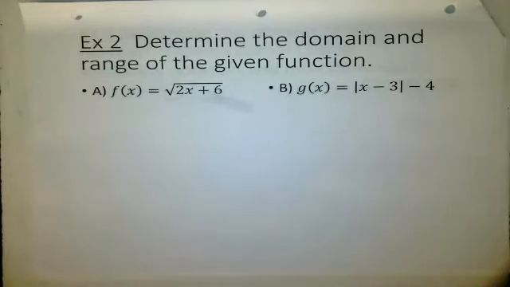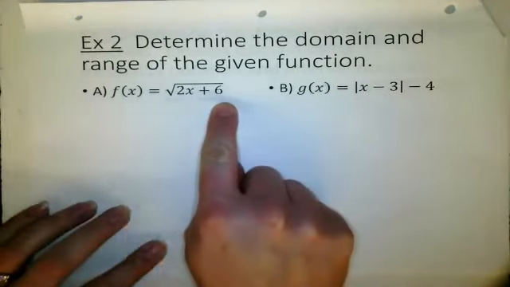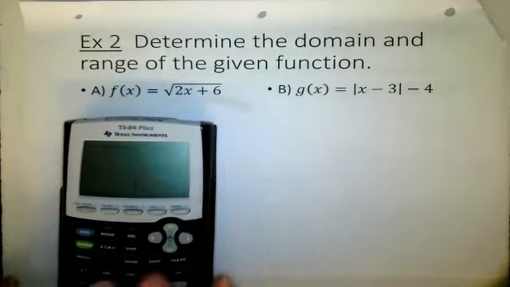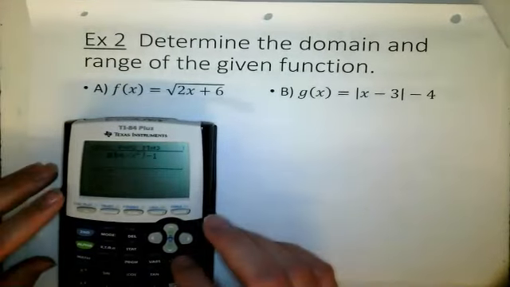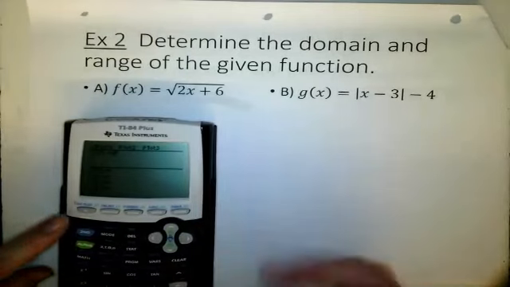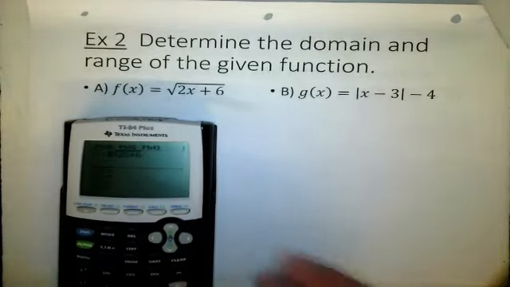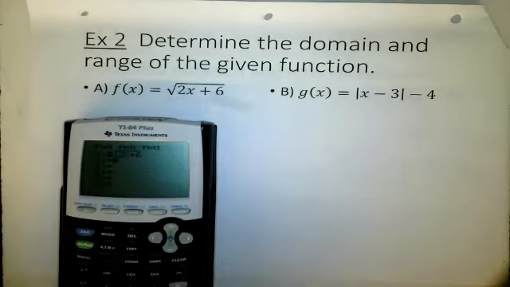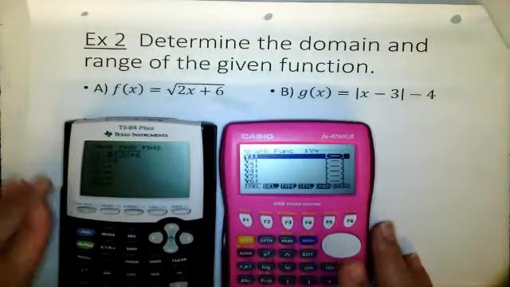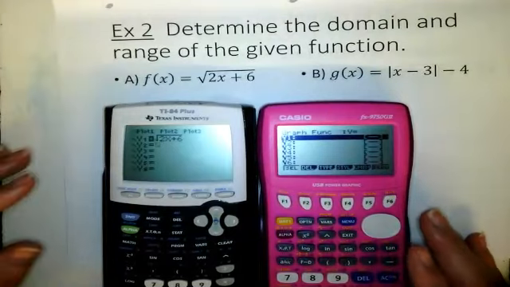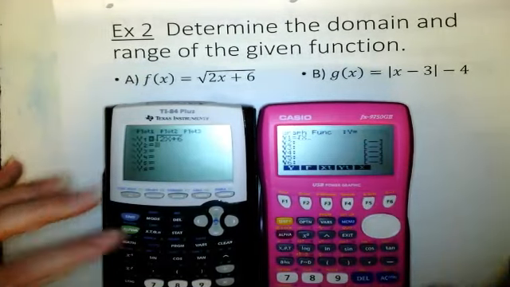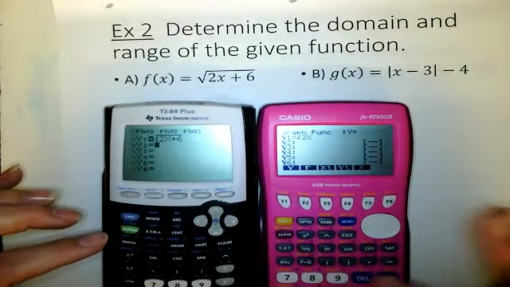So first, we're going to look at these graphically. I need you to take out your calculators. These are functions. When in doubt, graph it out. Please plug in the square root of 2x plus 6. If you have the Casio, make sure you put parentheses. Radical 2x.